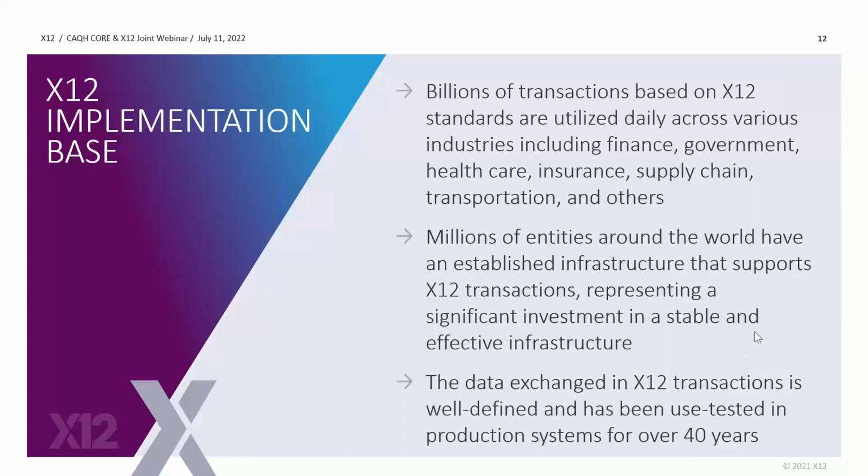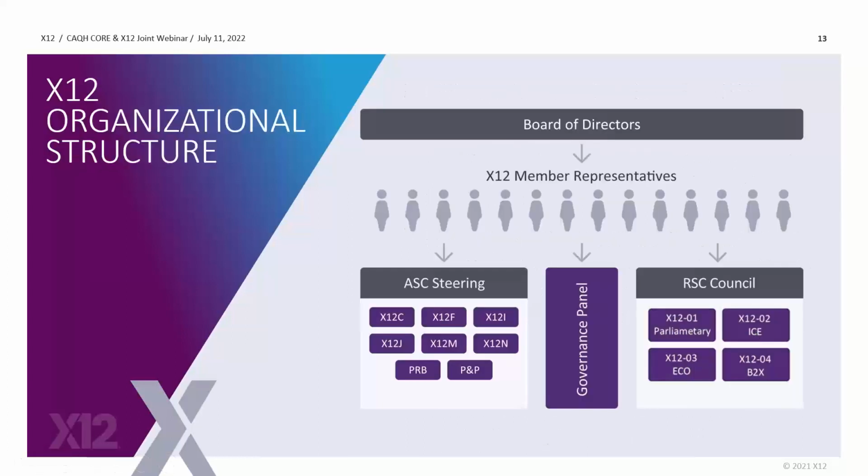So as we move to the next slide, this is how X12 is structured. We have a board of directors. They're elected, and then we have X12 member representatives, which is myself, Everett, Erin, our X12N leadership. Those are broken down into two different subsets of groupings. We have the ASC, which is all of the work that's done within the transaction. So I mentioned X12C, X12F, X12I. Those are our supply chain, our materials management, our finance, our tasks, and our insurance.